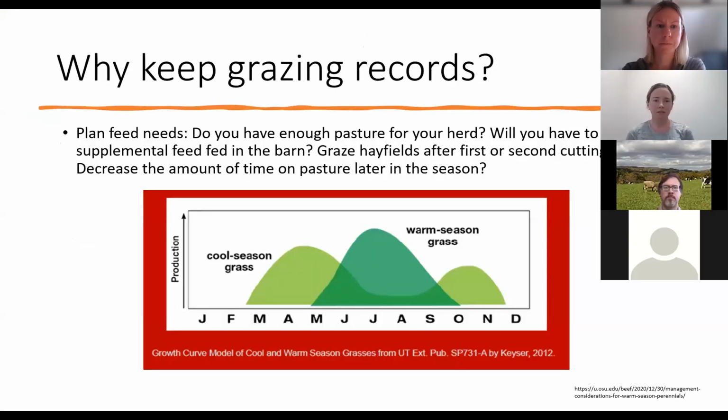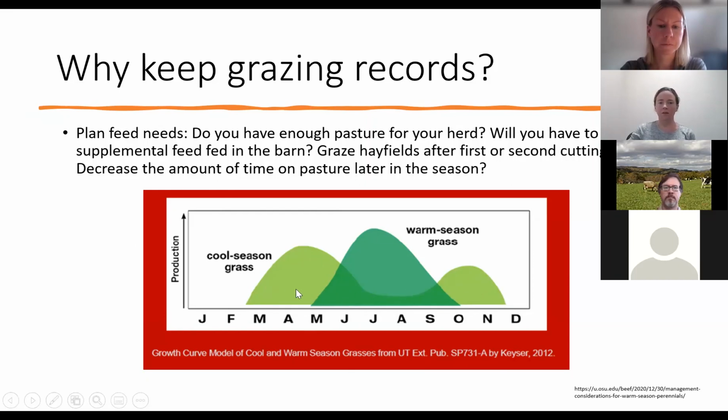So why is it useful to keep grazing records? One of the main reasons will be to plan out your feed needs, to see if you have enough pasture and/or supplemental feed across the whole of the grazing season and the whole year. This graphic here shows production levels of cool and warm season grasses over the course of the year.